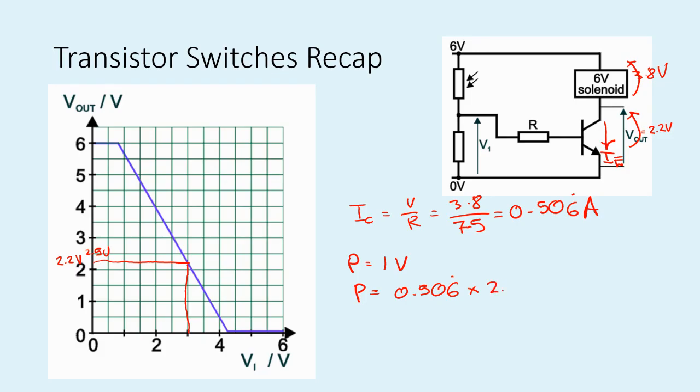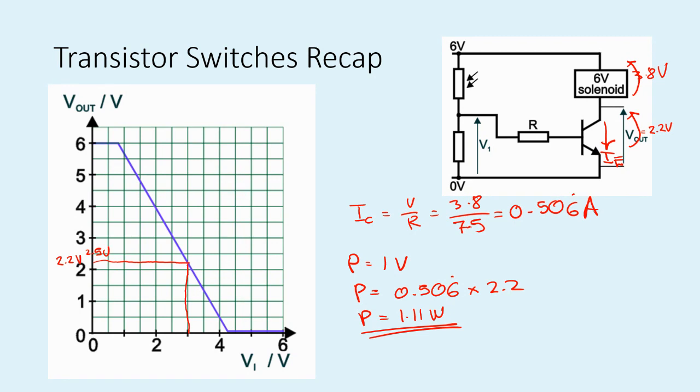And the voltage is 2.2. So the power output is 1.11 watts, which is huge. You can see this is a big problem. This will obviously be a bigger problem if we're trying to do higher power systems.